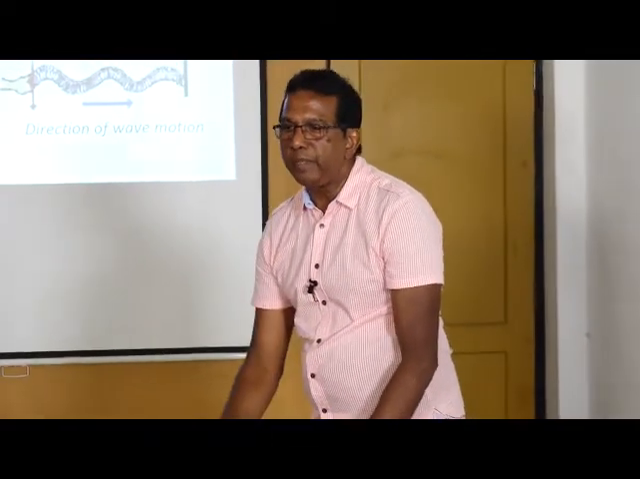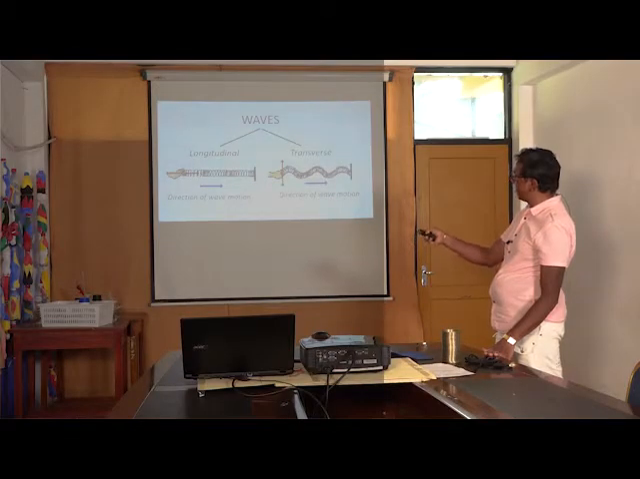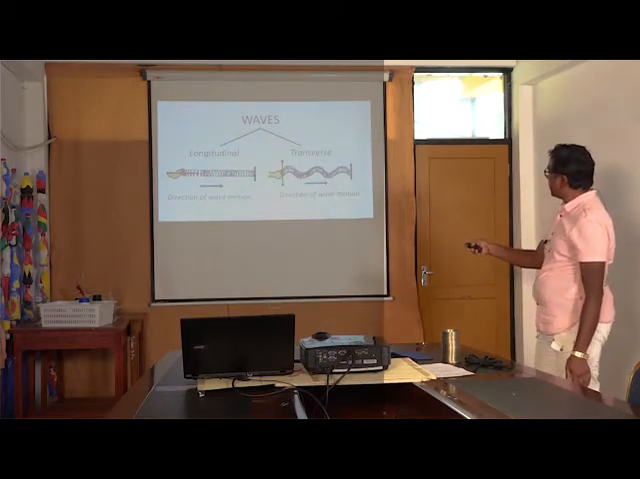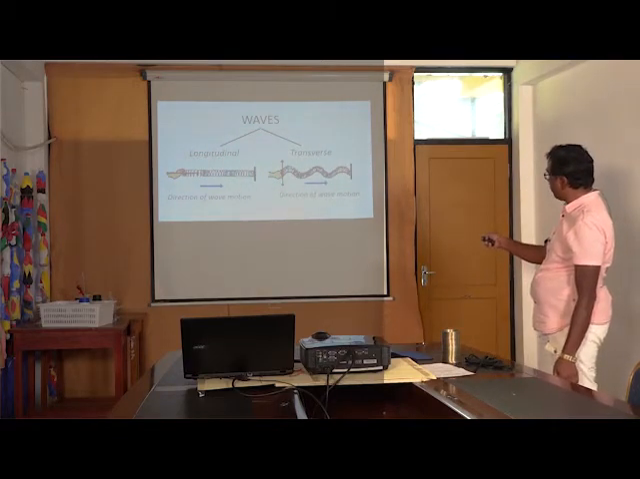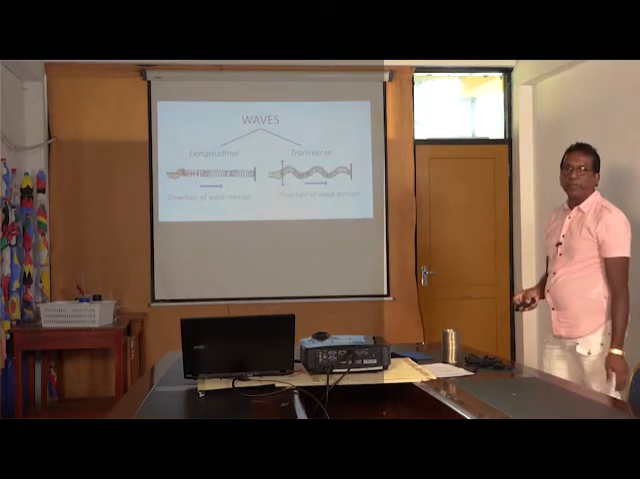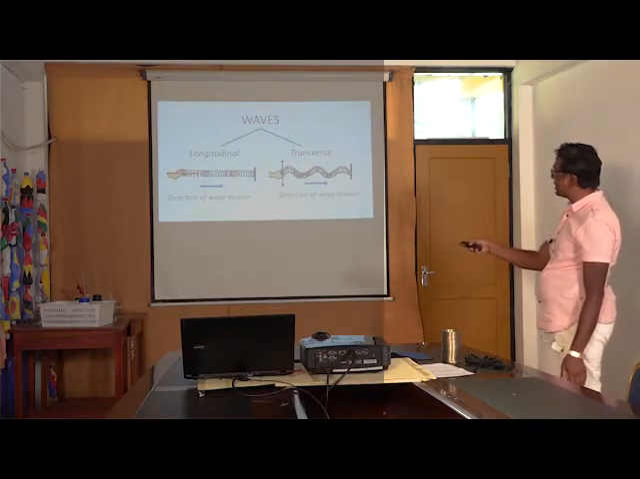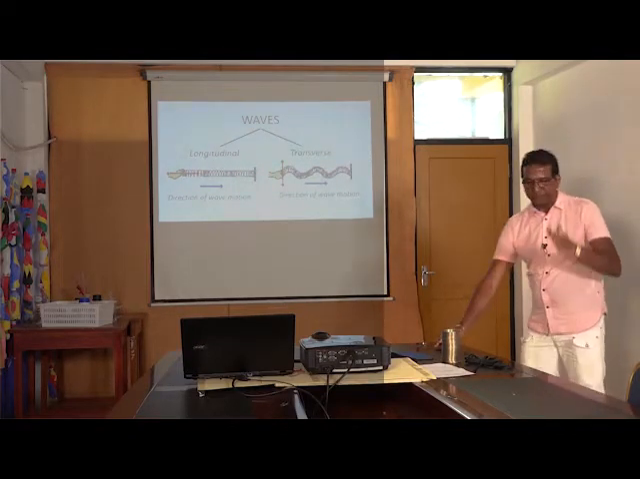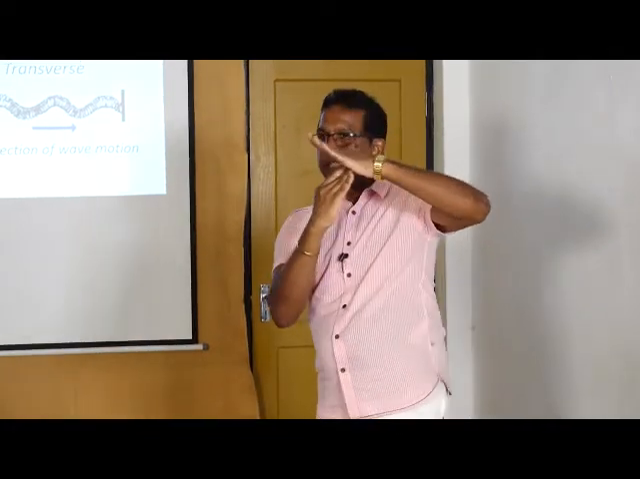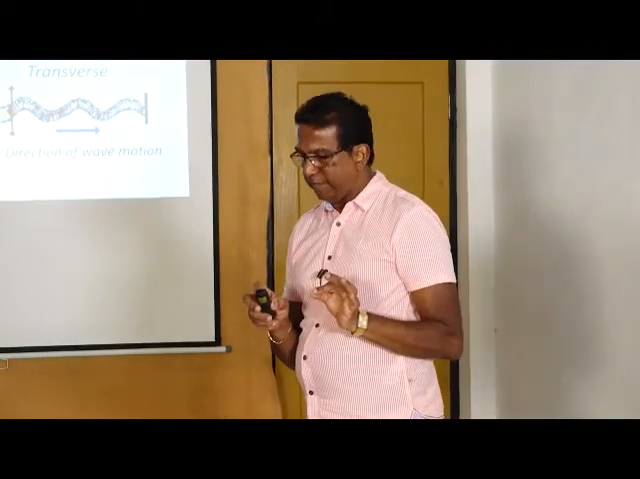The first one is longitudinal, when the direction of wave motion is the same as the disturbance. And the other one, transverse, when the direction of the wave motion is perpendicular to the disturbance. As you can see, the L is in line with the disturbance, T is at right angle to the disturbance. So these are the two types of waves we have.